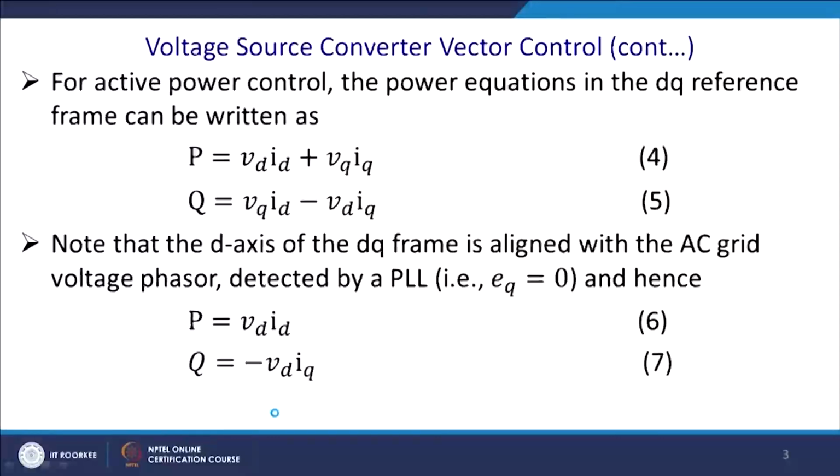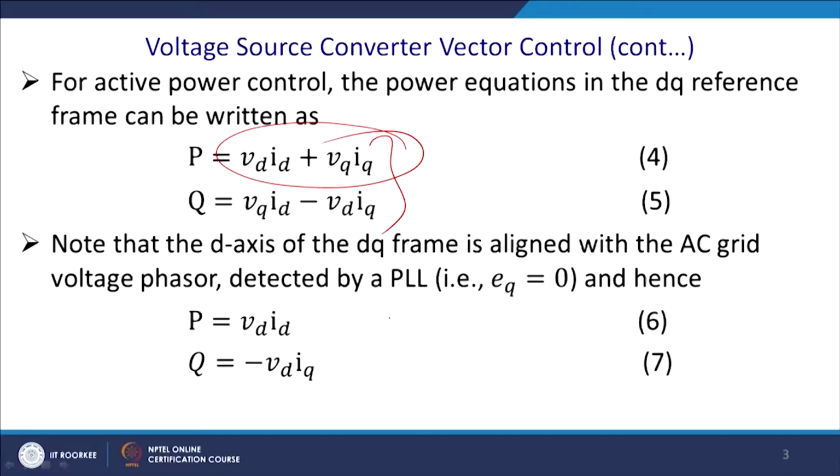Now, essentially these are the expressions of the real and the reactive power. The active power and reactive power equations in the DQ frame have been written. So, you will have VD ID plus VQ IQ as the real power, and similarly the reactive power is the cross term, VQ ID minus VD IQ. Note that the D axis is aligned with one of the phases, for example the A phase.